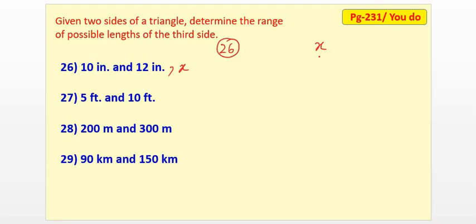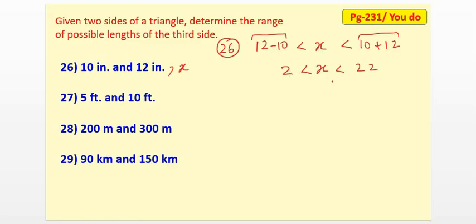I will write that x is between the sum of these two values, that means 10 and 12, and because it's between, it will be greater than the difference of the two values. So on the left hand side we write the difference, and on the right hand side we write the sum. So the possible values of x will become 22 here, and here it will be 2. That means the value of x will be greater than 2.